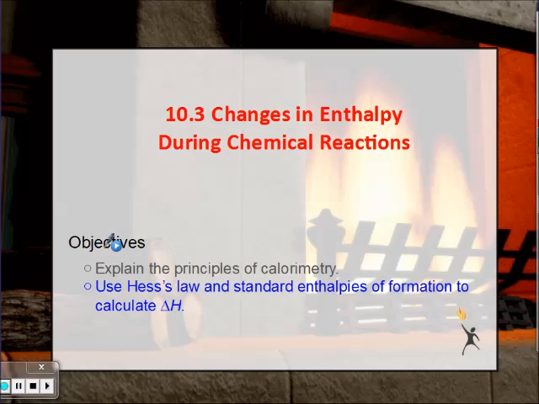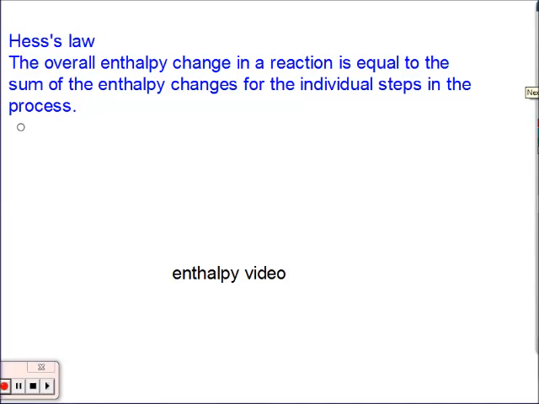Our objectives today are using Hess's law and standard enthalpies of formation to calculate delta H. Actually, today we're going to focus on Hess's law. Our standard enthalpies will actually be tomorrow. So Hess's law states that the overall enthalpy change in a reaction is equal to the sum of the enthalpy changes for the individual steps of the process.